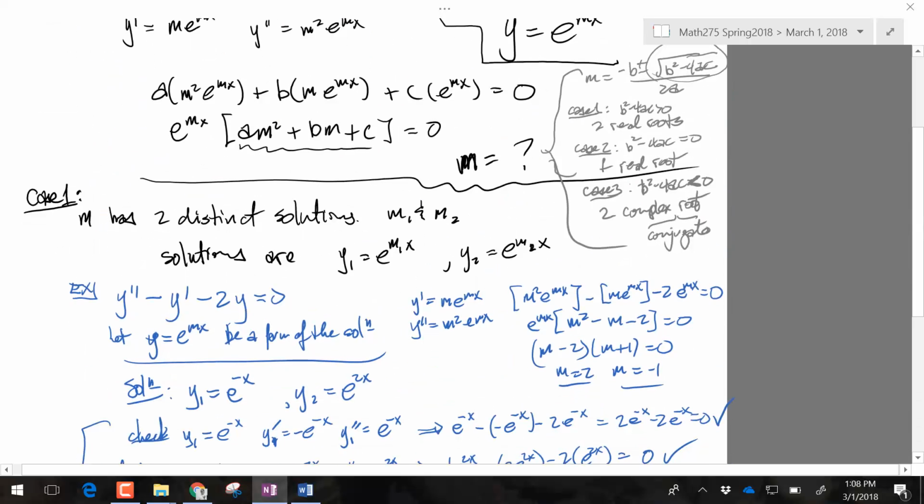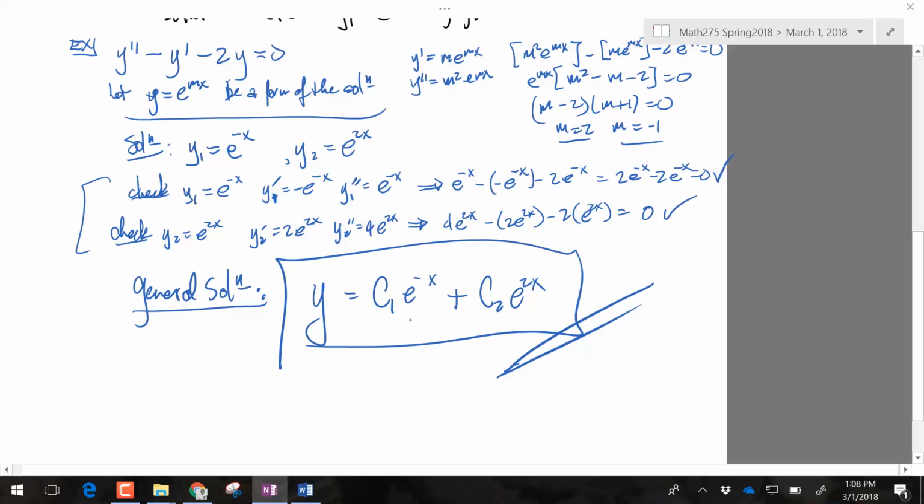All right, so case one is done. If you are doing these problems and you run into a case where you have two distinct real roots, this is what's going to happen. This is going to be your result. And then that's done. Okay? Let's take a look at case two.